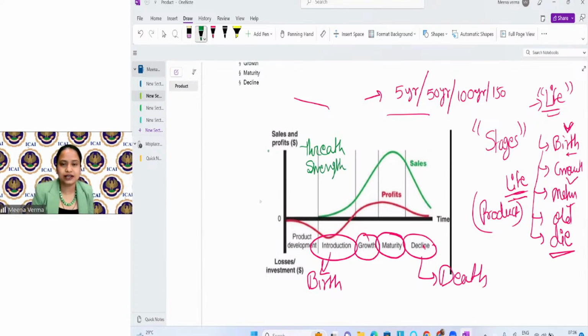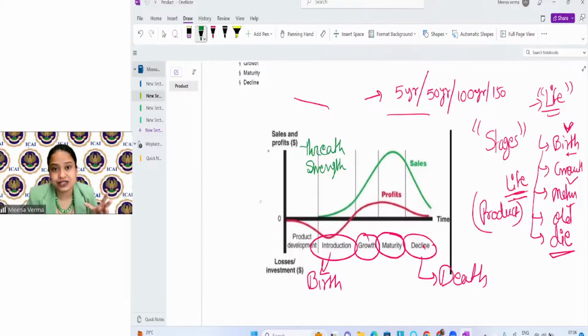So the point is that since in every stage there will be some threat, there will be some strength. So the point is that in every stage, the company or the organization has to make different strategies. You have learned in chapter 1, you cannot apply the same strategy everywhere.